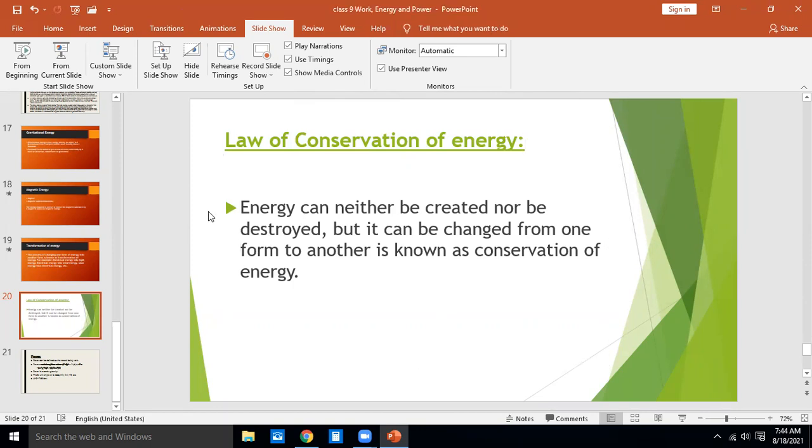According to this law, what is the statement? What does it explain? You need to understand it first. Energy can neither be created nor be destroyed. You cannot produce energy, and you cannot destroy energy either. But you can change energy from one form to another. And the total amount of energy is always conserved. The total amount of energy always remains constant. That is called the law of conservation of energy.